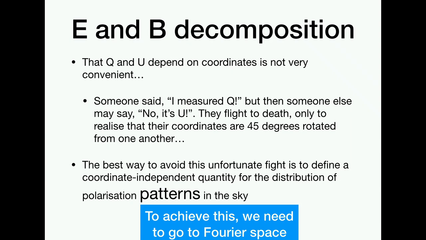Then we have a problem, okay? So I defined Q and U with respect to my x coordinate and my y coordinate. I made a measurement, and I say, I measured Q, but didn't find U. I presented my result in a conference. And somebody in the audience stood up. No, you are wrong. I made the same measurement 10 years ago. It was U. There's no Q. Because they depend on coordinates. What's your x-axis? It'd be nice to have coordinate-independent things so that we don't fight unnecessarily.